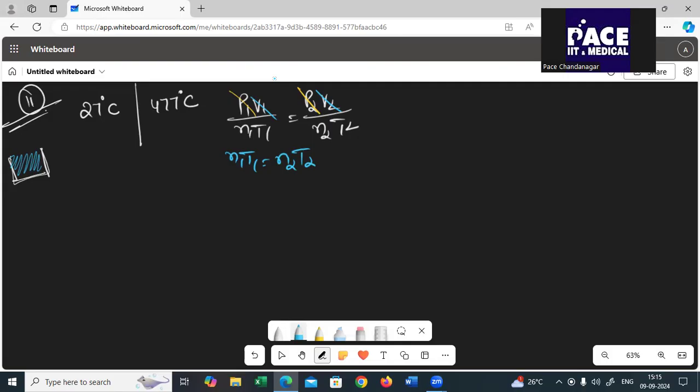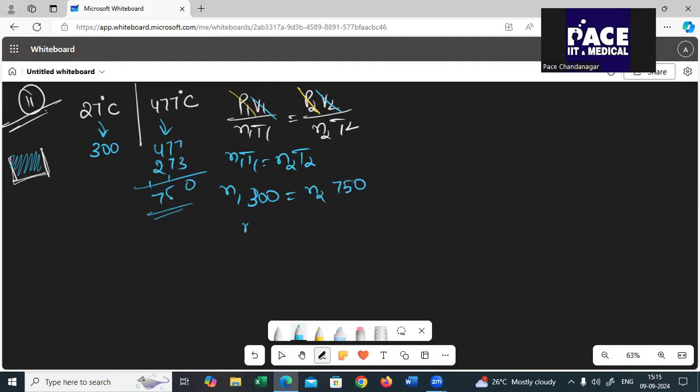What fraction of the air would have been expelled out? So now you can calculate that. Here my N1, I don't know. T1 is 300 Kelvin, and this will be 477 plus 273 Kelvin, so this is your 750. So N1 into 300 is equal to N2 into 750. So N1 by N2 is equal to 750 by 300. Now you would do this and you would get the answer there. All right, then next, the 12th one.